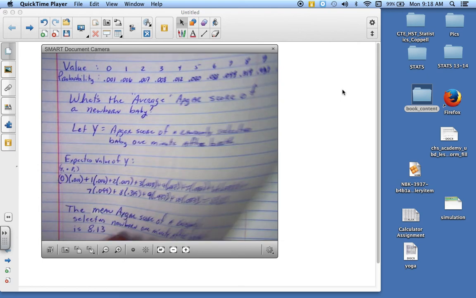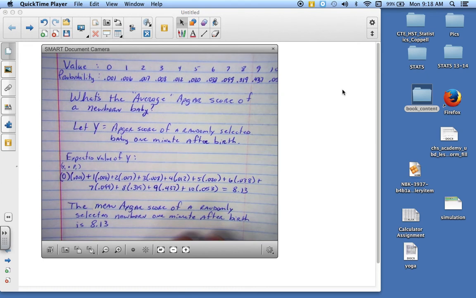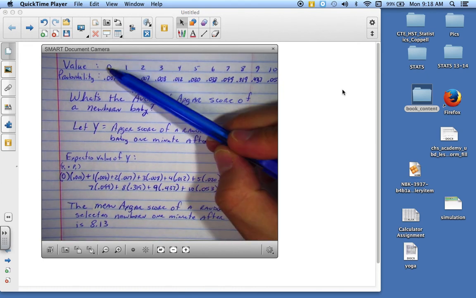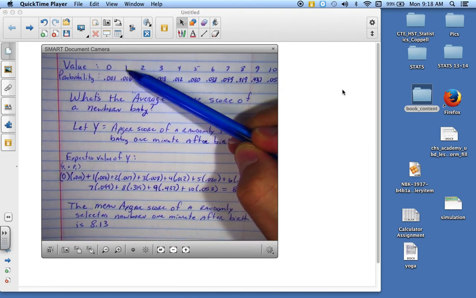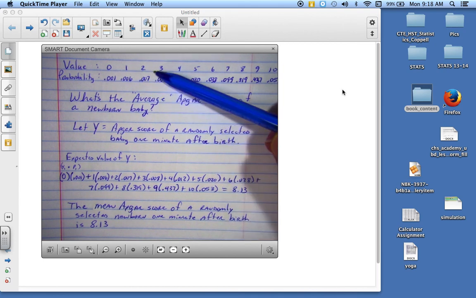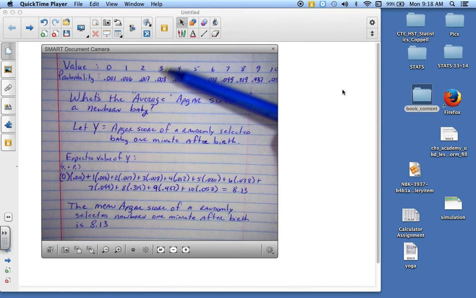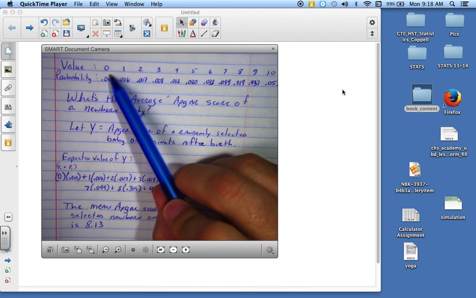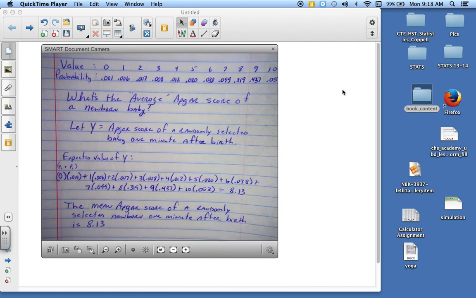And that's basically how you do an expected value. So remember, multiply these two, add them to the product of this, add them to the product of this, add them to the product of this. So basically, you're multiplying these two again, and that's what you call the expected value.